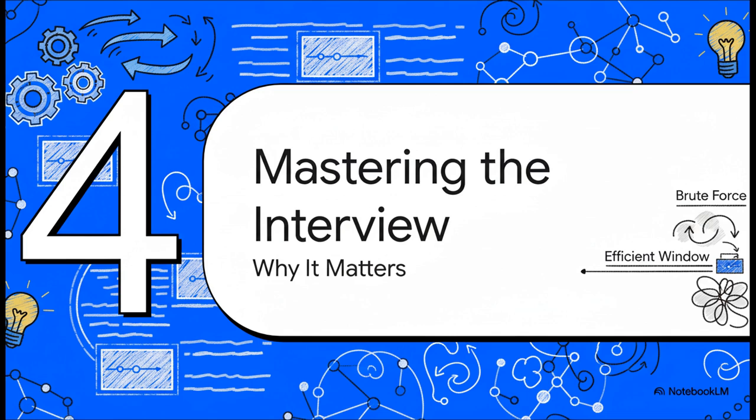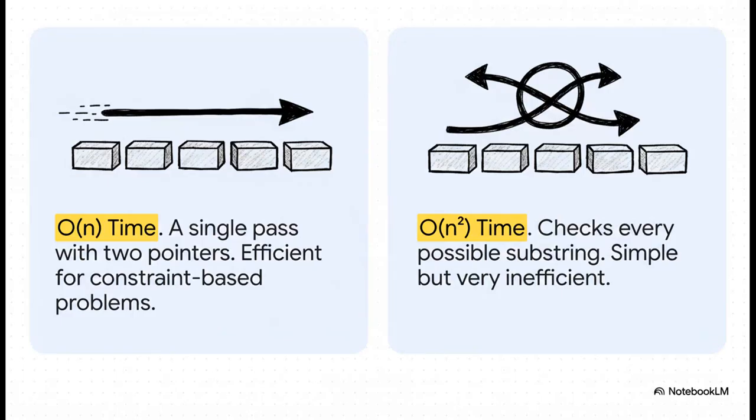So, how does knowing this help you nail that interview? Well, it signals to the interviewer that you think about efficiency right from the start. You're not just trying to find any solution. You're engineering the optimal one. A brute force approach that just checks every single possible substring would be O(n) squared, maybe even O(n) cubed. The sliding window? O(n). In an interview, making that jump from a brute force idea to a linear time solution, that shows a really deep understanding of complexity. It's a massive difference, and it's what they're looking for.